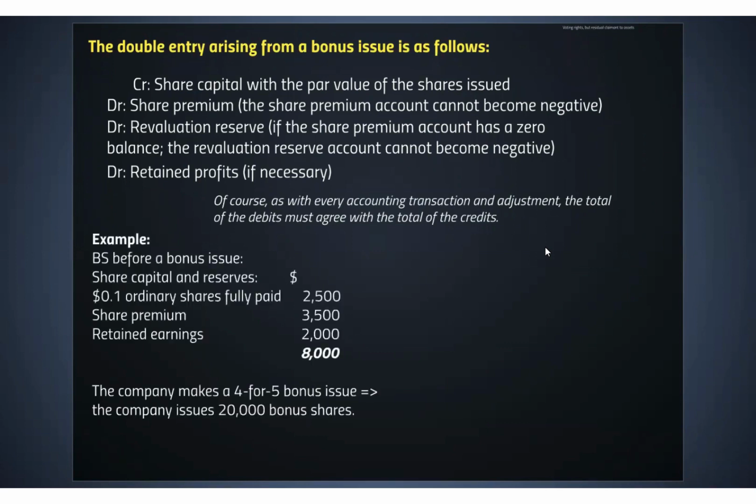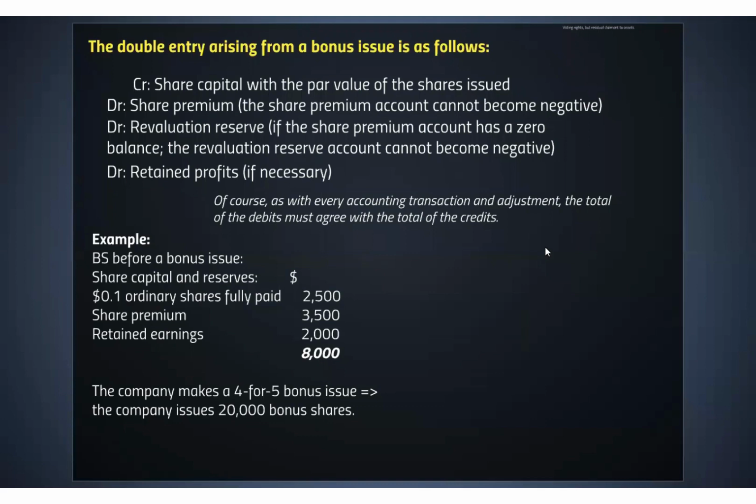So let's consider an example. Before a bonus issue, the equity section looks like this. Share capital fully paid of 25,000 shares with a nominal value of 10 cents. Share premium $3,500 and retained earnings of 2,000. The company makes a 4-for-5 bonus issue.